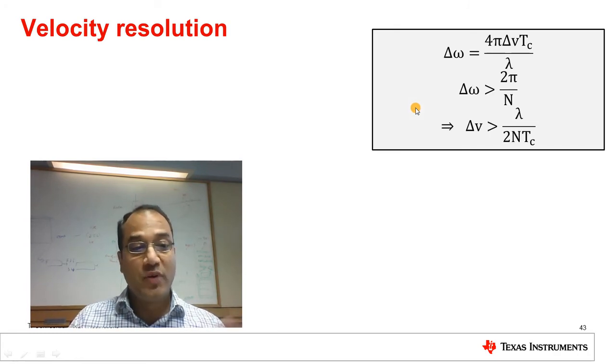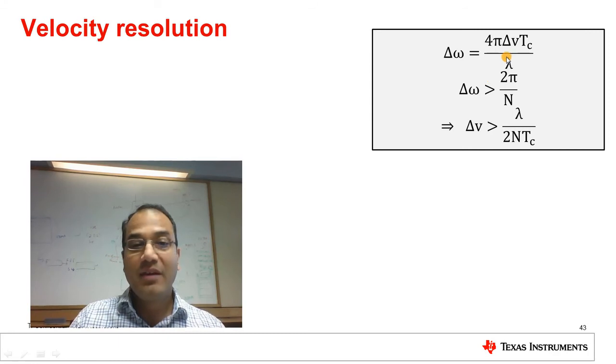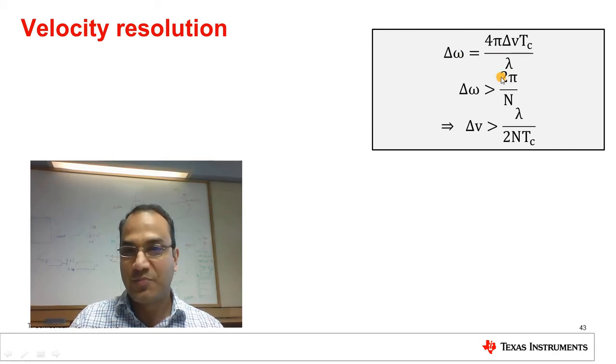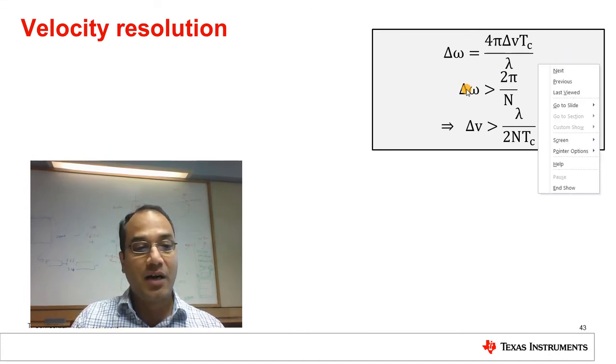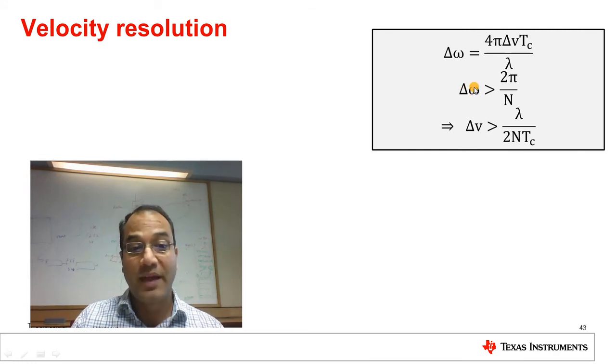So two objects whose velocities are separated by delta V will have their angular frequencies separated by a delta omega given by this expression over here, where Tc is the separation between adjacent chirps. And from the properties of discrete Fourier transforms, we know that two frequencies can be resolved as long as their separation delta omega is more than 2 pi by n. So now substituting this expression over here and rearranging this a little bit, we get this following inequality which gives us an expression for the velocity resolution.